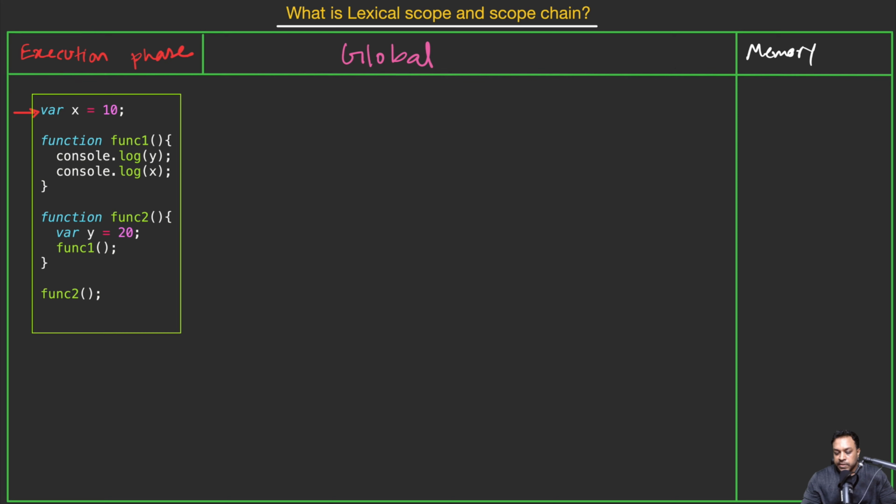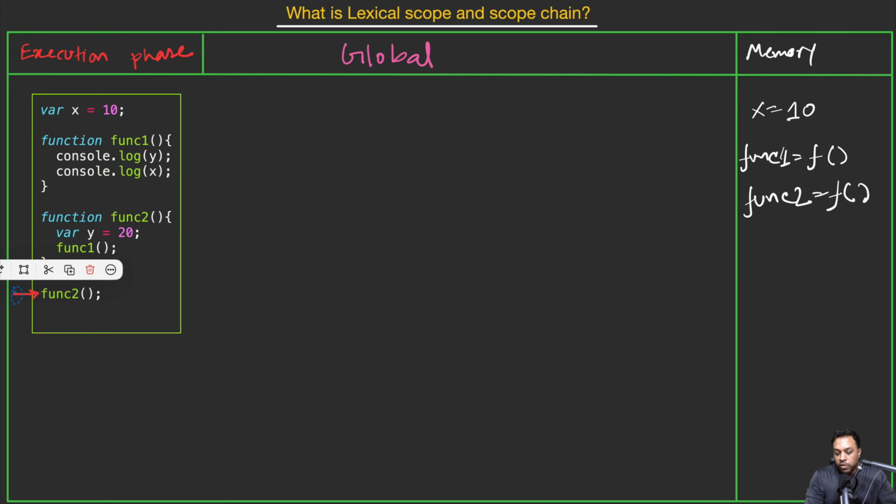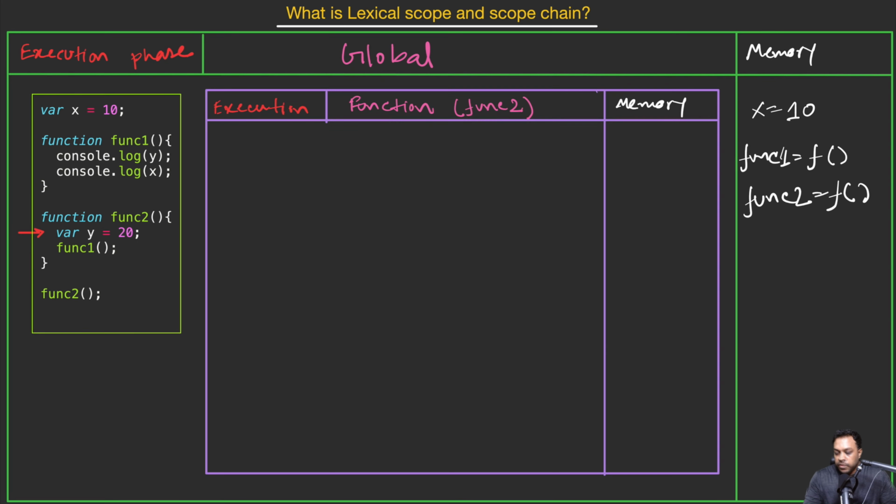We shall execute this piece of code line by line and we will try to understand what is lexical scope. So let's start that. And to save time, I will only show here the execution phase, not the memory phase. We shall avoid that. Okay, so for this line here, it will be x is equal to 10. And function 1 and function 2 will be saved in the memory. So now the execution will move and it is here basically calling function 2. So function 2 execution will start and a new execution context will come into the picture.